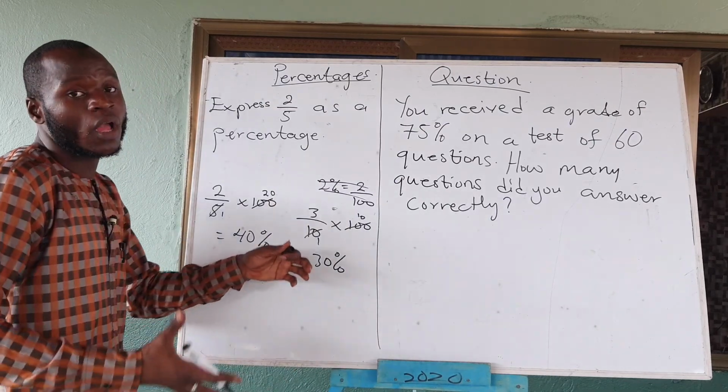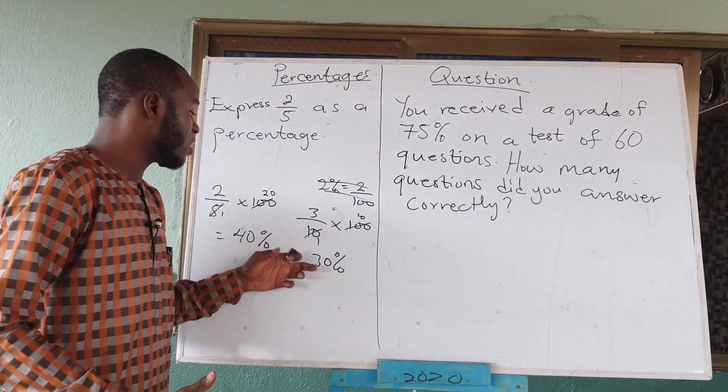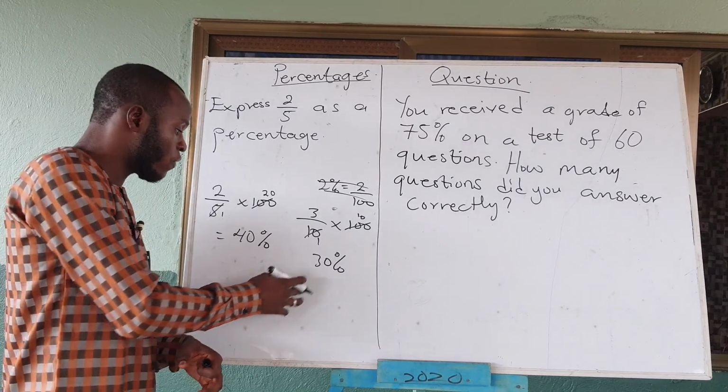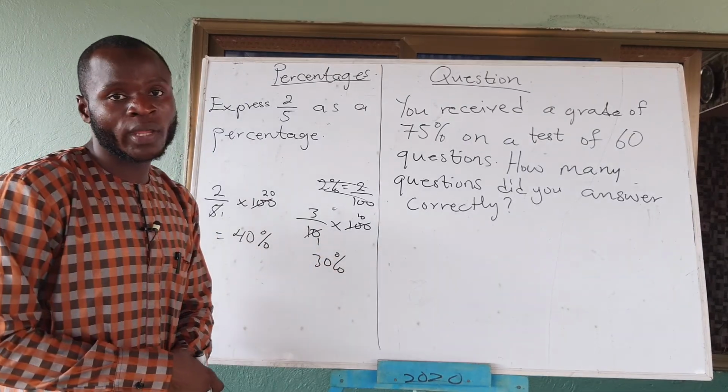So if you have any number which you are asked to express in a percentage, all you need to do is to what? Multiply that particular value with 100, okay? So the value that you have, you attach this symbol to show that you are working in percentage.